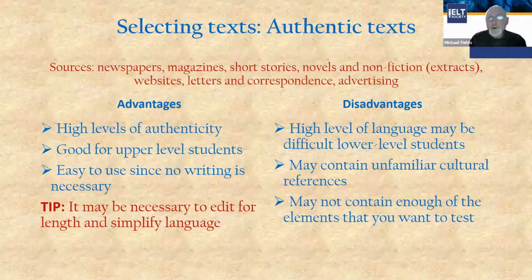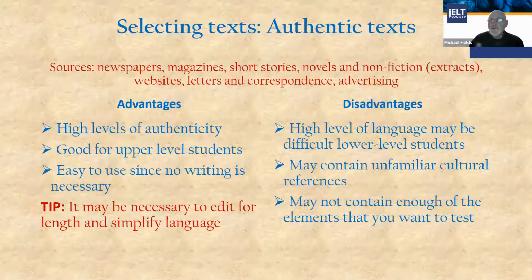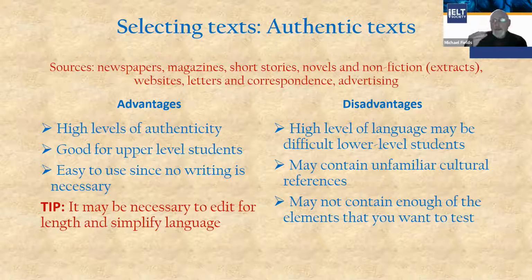We can look for authentic texts in newspapers, magazines, short stories, extracts from novels, short nonfiction, websites, correspondence, advertising. These would all be great sources of authentic text for intermediate and advanced readers. We could even, and I'll show you some examples in a few minutes, select authentic texts for our beginner students, and we'll have a look at that.